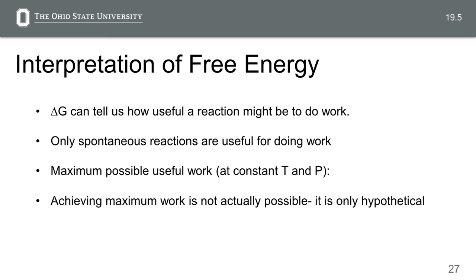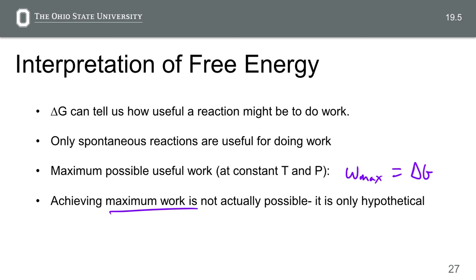Okay, so why do we care about free energy? Free energy can tell us how useful a reaction might be to do work. Only reactions that are spontaneous can be used to do work. And we can calculate the maximum possible useful work. You may have seen this before. The maximum work, W max, is equal to delta G, and that's at a constant temperature and pressure. And unfortunately, achieving maximum work is not actually possible, it's only hypothetical.